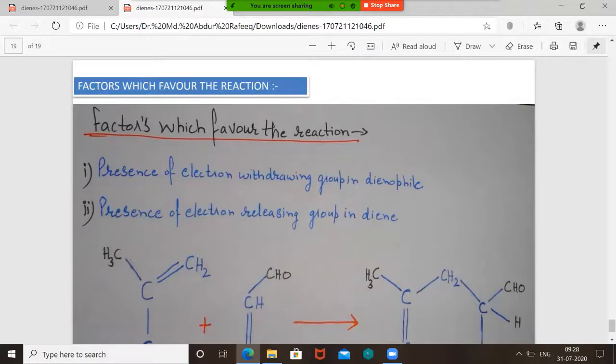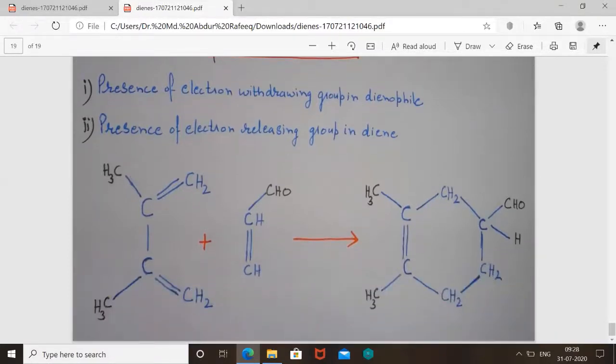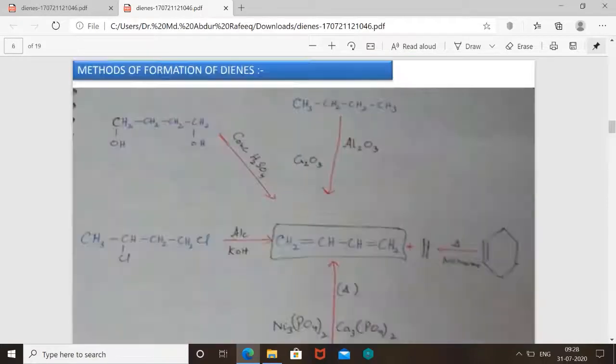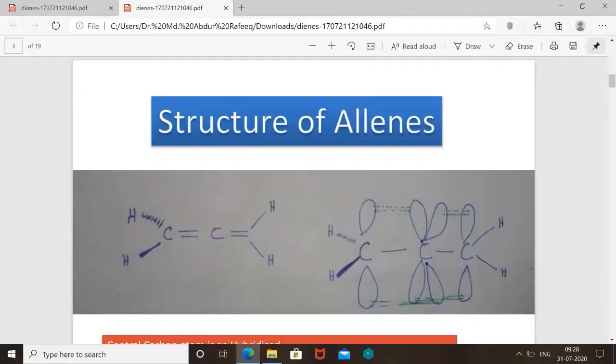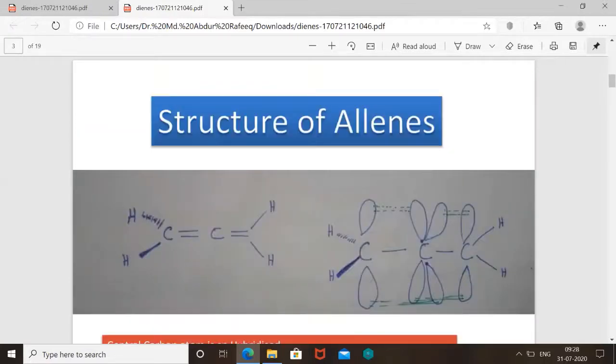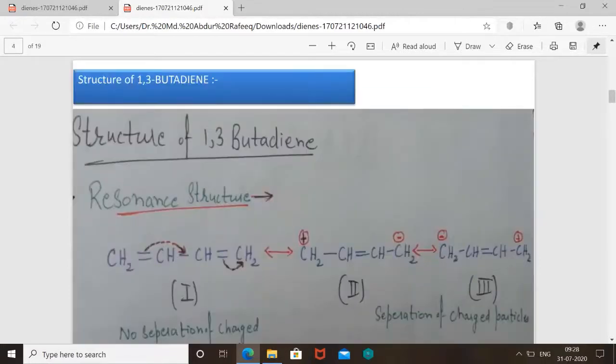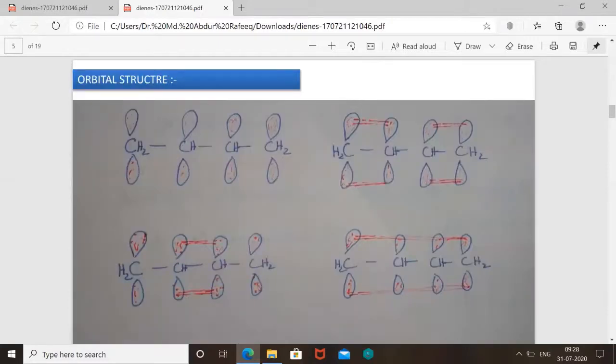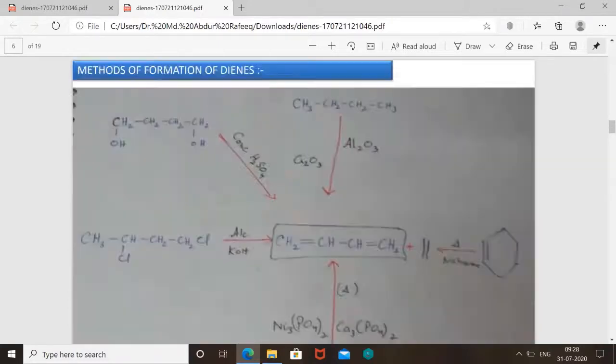Next, these are some facts which we have to learn with the dienes. Dienes are compounds which have two double bonds, and there are three types of dienes: isolated dienes, cumulated dienes, and conjugated dienes. Isolated dienes means the double bonds are here and there. In the conjugated diene, the double bond is on the next carbon atom. Cumulated dienes are called allenes. 1,3-butadiene is an example of a conjugated diene, and you have this resonance hybrid structure of 1,3-butadiene.